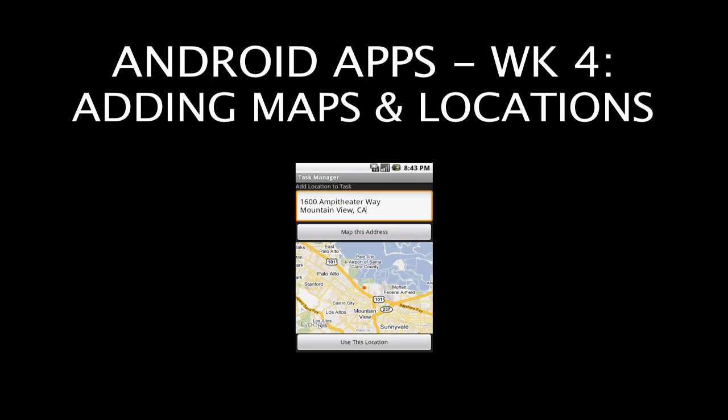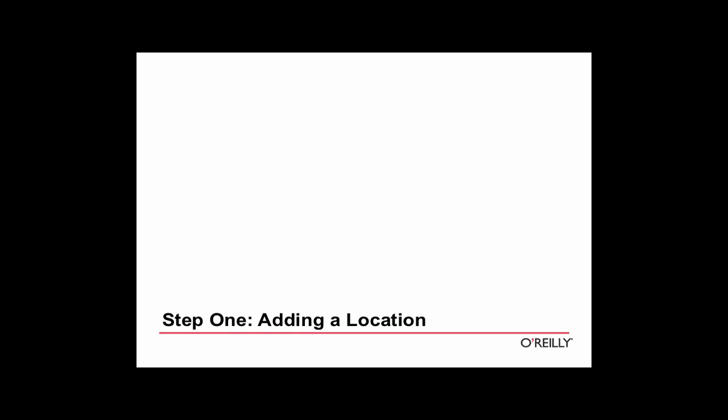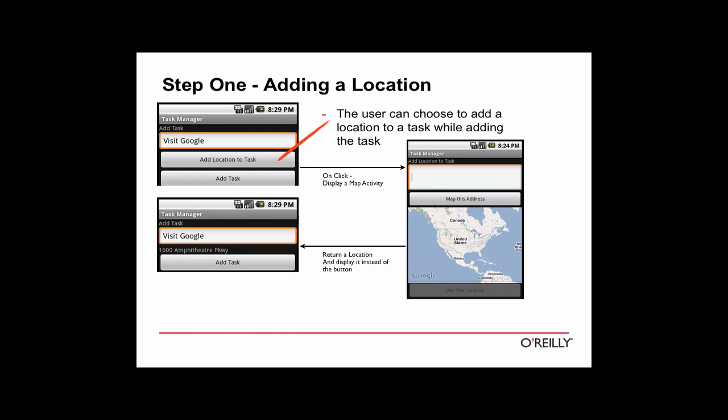So step one, we're going to start adding a location to our task. On the add task screen, when you're about to add a task, you can tap a button that says add a location to this task if you'd like. That will take you to a map view where you can enter an address and look for a specific location that you want to add, and then that will return that location back to the add task screen where it will be ready to attach to the task.